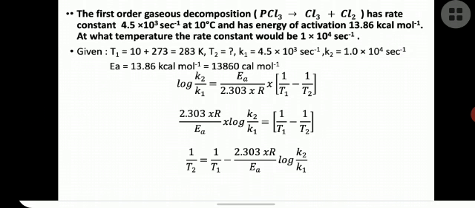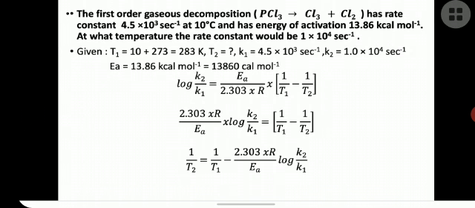Now given T1 is equal to 10 plus 273, which is equal to 283 Kelvin. T2 we have to find out. K1 is given to us as 4.5 into 10 raised to 3 per second. K2 is equal to 1 into 10 raised to 4 per second. Now energy of activation is given to us, that is EA is equal to 13.86 kilocalorie per mole. It becomes 13860 calorie per mole, so we have to convert kilocalorie to calorie.